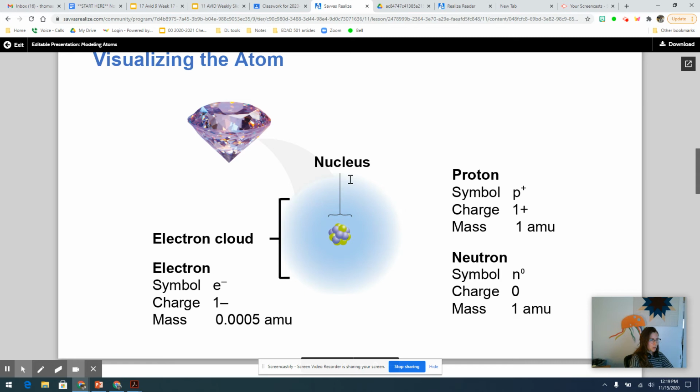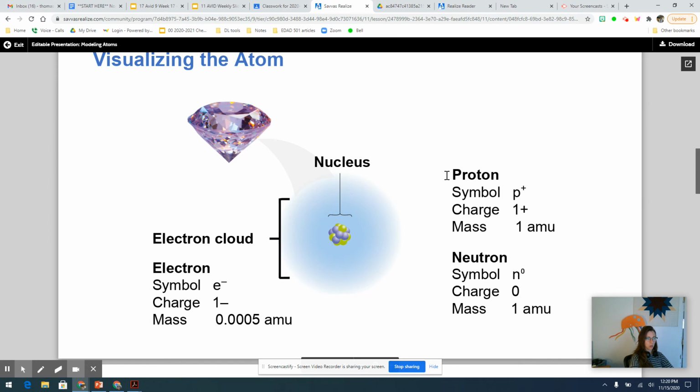So if we zoom in to one of those atoms, then you'll get something that looks like this. In the middle of an atom, we have a nucleus, and you'll notice there's 2 types of particles inside of the nucleus. And then we have this thing called the electron cloud. And so in the nucleus, we actually have 2 types of particles. They're called subatomic particles because they're smaller than an atom.